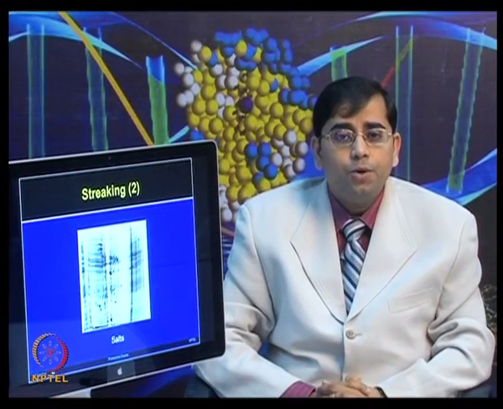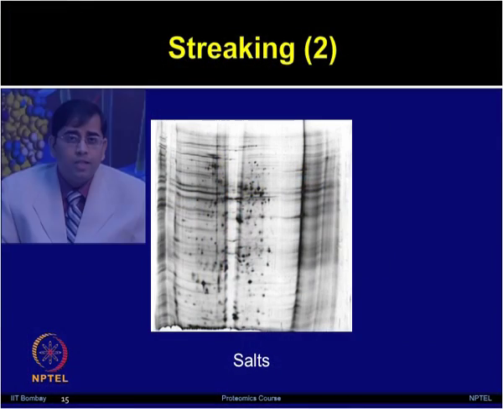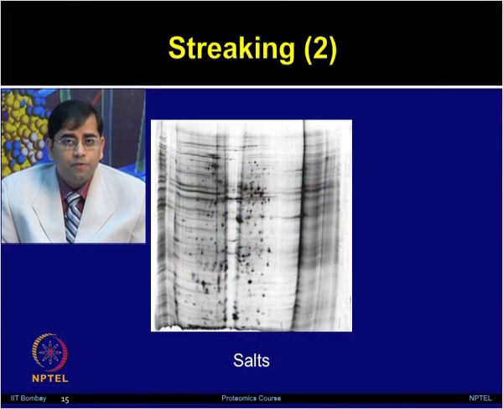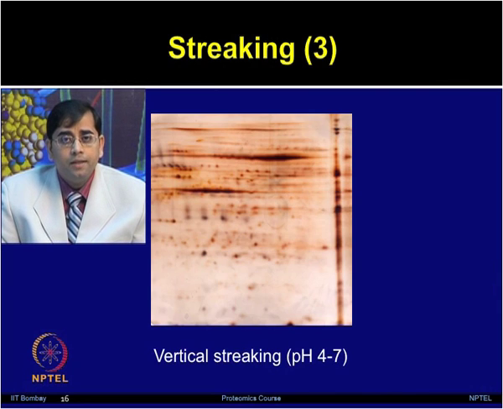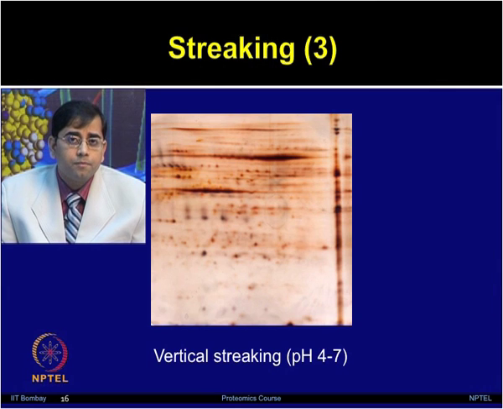So, as shown in this gel, the presence of salt can be interfering and may result in vertical streaking. If you are using a narrow pH gradient strip such as a 4 to 7 pH strip, then vertical streaking can appear, because all the proteins beyond 7 pI will stack together in that region.